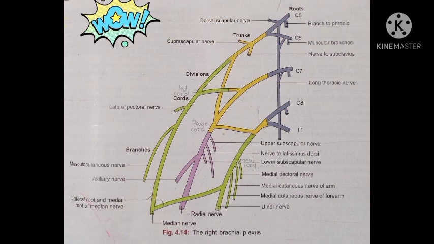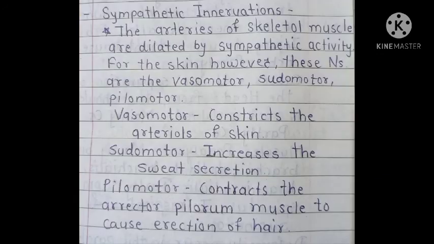Nerve to the latissimus dorsi, that is the thoracodorsal, root value C6, C7 and C8. Lower subscapular, root value C5, C6. Axillary, which is also called the circumflex, root value C5, C6, and the radial nerve, root value C5 to C8 and T1.